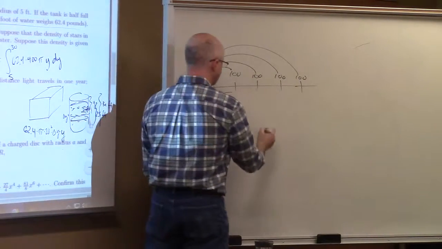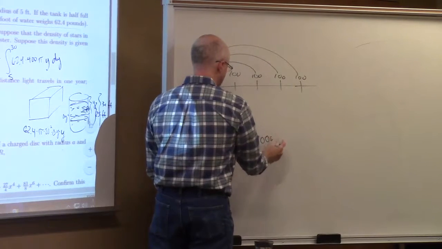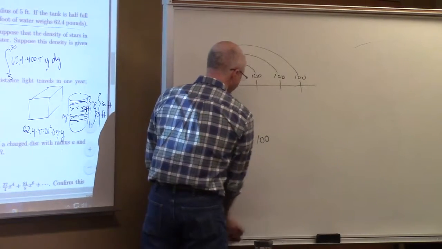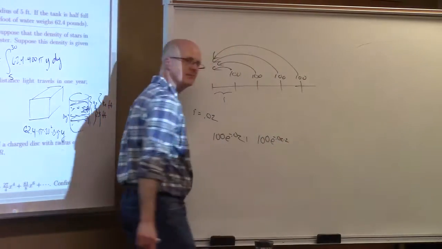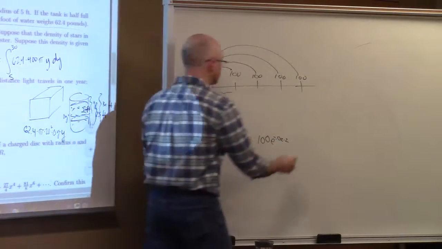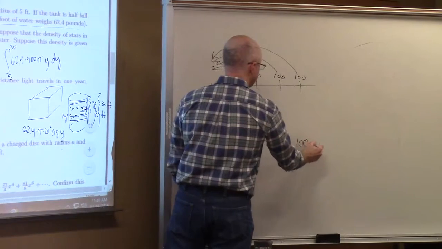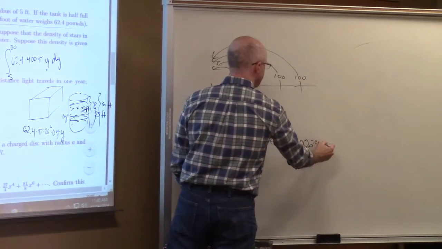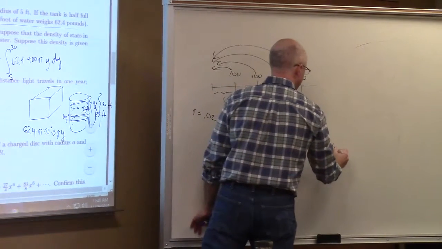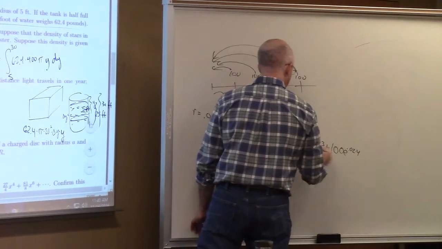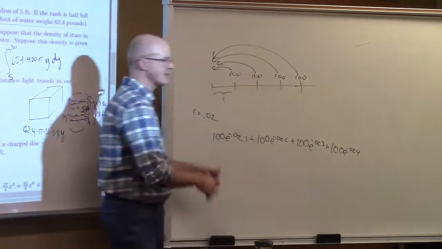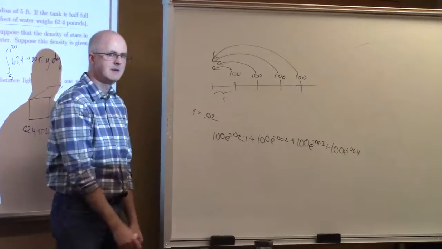The present value of the second one would be 100 times e to the negative 0.02 times 2. The present value of the third one would be 100 e to the negative 0.02 times 3. The present value of the fourth one would be 100 e to the negative 0.02 times 4. Add those present values together and you get the present value of the entire annuity.